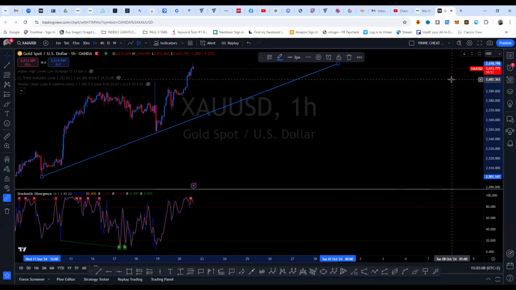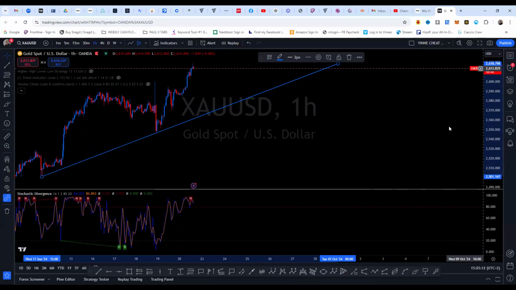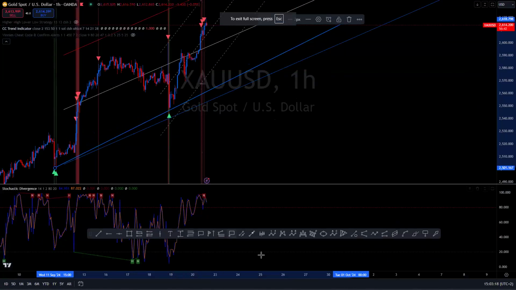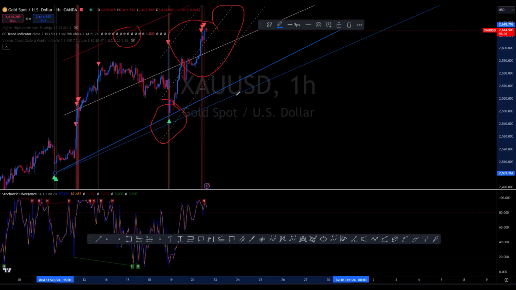Then we are going to start by turning on the CC trend indicator. And yep, our trend line is in, the CC trend indicator is pointing up as well, and the gray line is pointing up too. So, that's the overall trend on board.